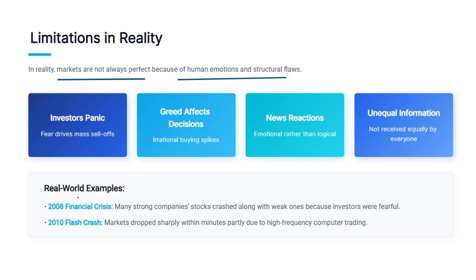To see some real-world examples, in the 2008 financial crisis, many strong companies' stocks crashed along with the weak ones because investors were fearful. In the 2010 flash crash, the market dropped sharply within minutes, partially due to high-frequency computer trading. Therefore, fundamental and technical analysis are useful for making decisions.